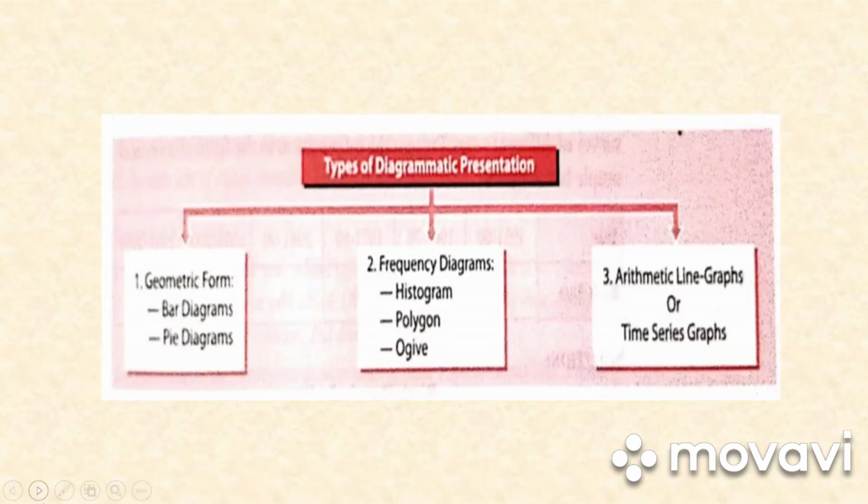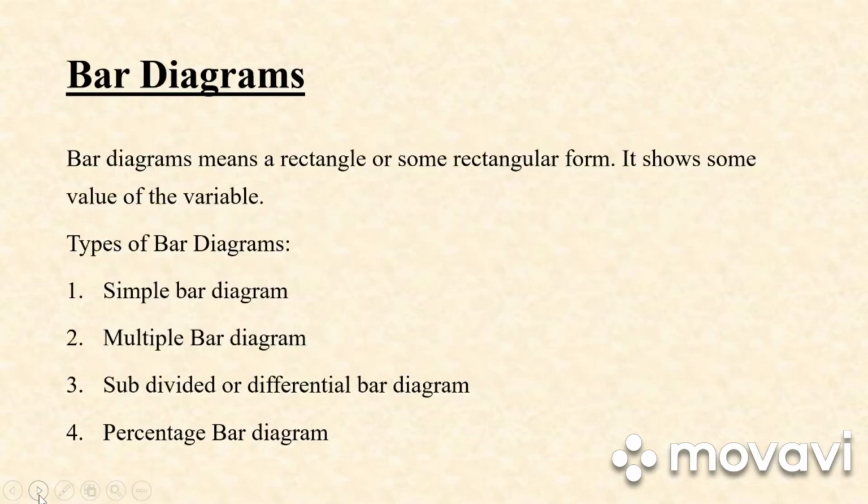So what are the different types of diagrammatical presentation? We have geometric form, that is bar diagram and pie diagram. Then we have frequency diagram, we have histogram, polygon, ogive, and last we have arithmetical line graphs or time series graph. In this chapter we'll be studying all about the bar diagrams and pie diagrams.